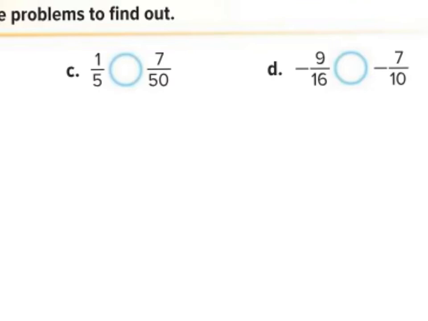Let's try C. Again, I'm going to look for a common denominator. And I can tell already that it's going to be 50. Because if I count by 50s, the first number is 50. If I count by 5s, my 10th number will be 50. So my common denominator is 50. What did I do to the 5 right here to make it into 50? 5 times 10, right? So I have to do 1 times 10. And 1 times 10 is simply 10.